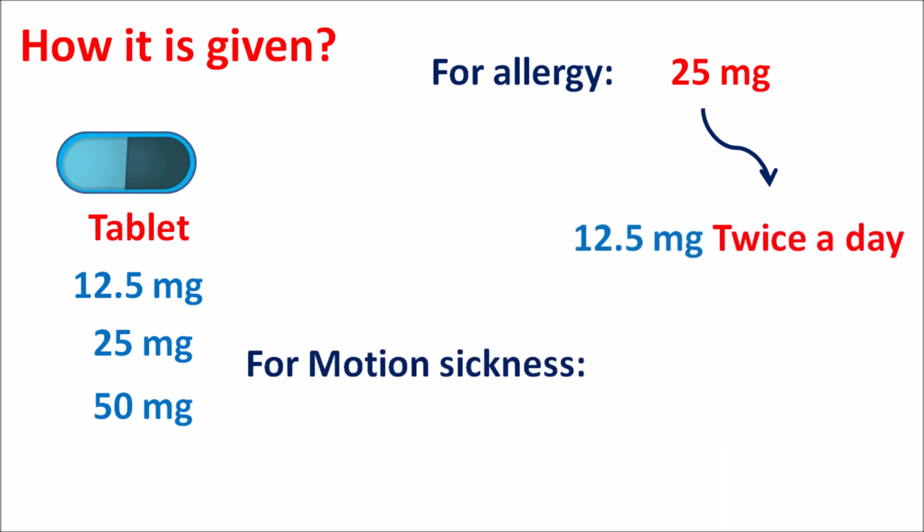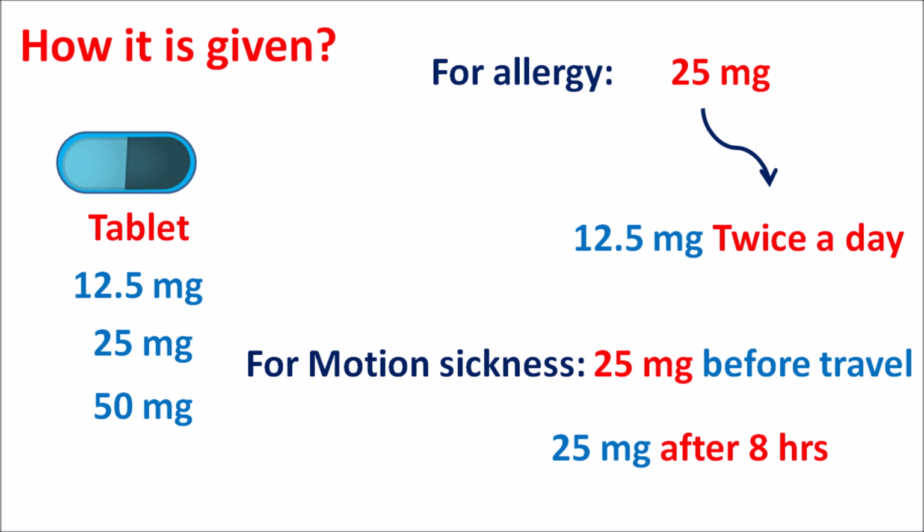For motion sickness as prophylaxis, again this drug can be started at 25 mg given before the travel, at least 30 minutes to 1 hour before the travel. This drug should be given in order to reduce the development of any motion sickness. And if it is required, another dose of 25 mg can be given after 8 to 12 hours to reduce the vomiting in the patients.